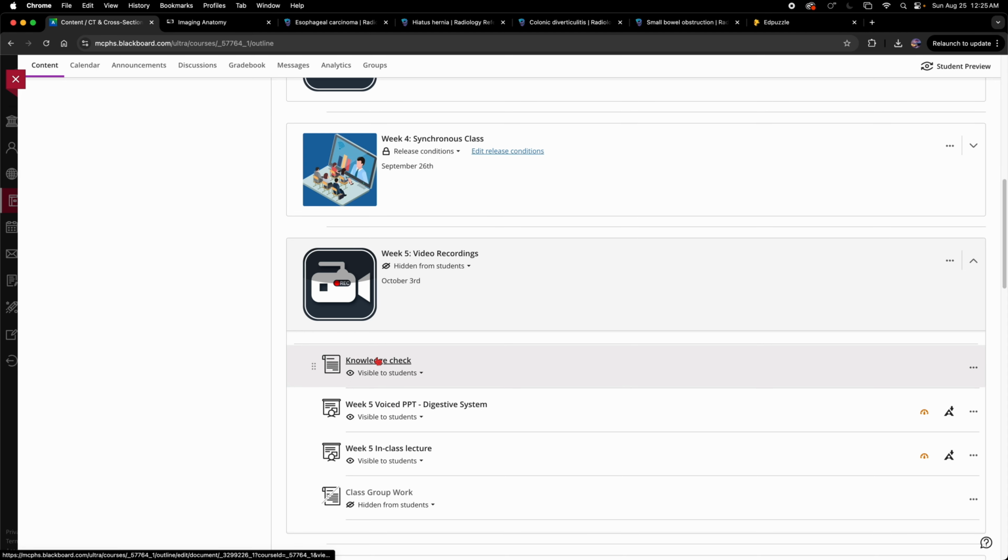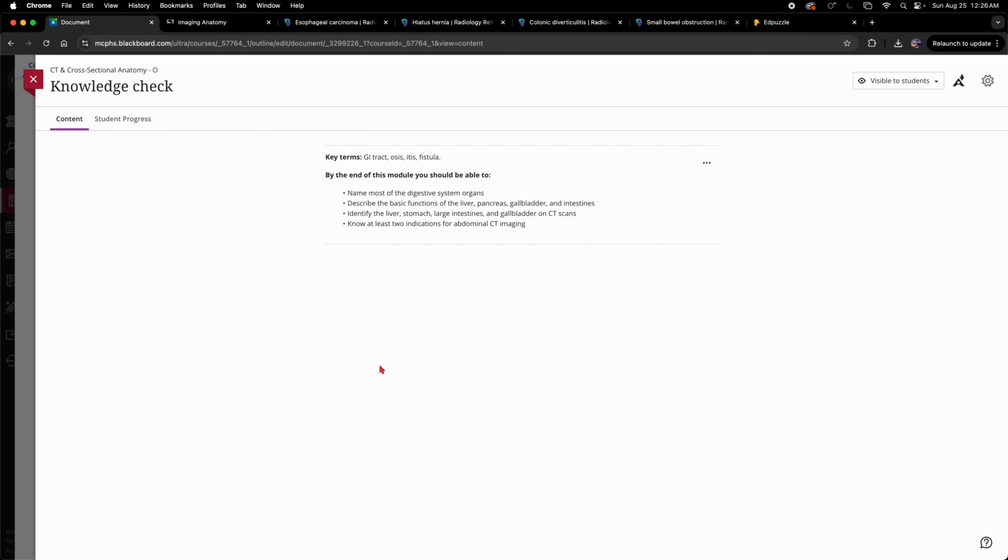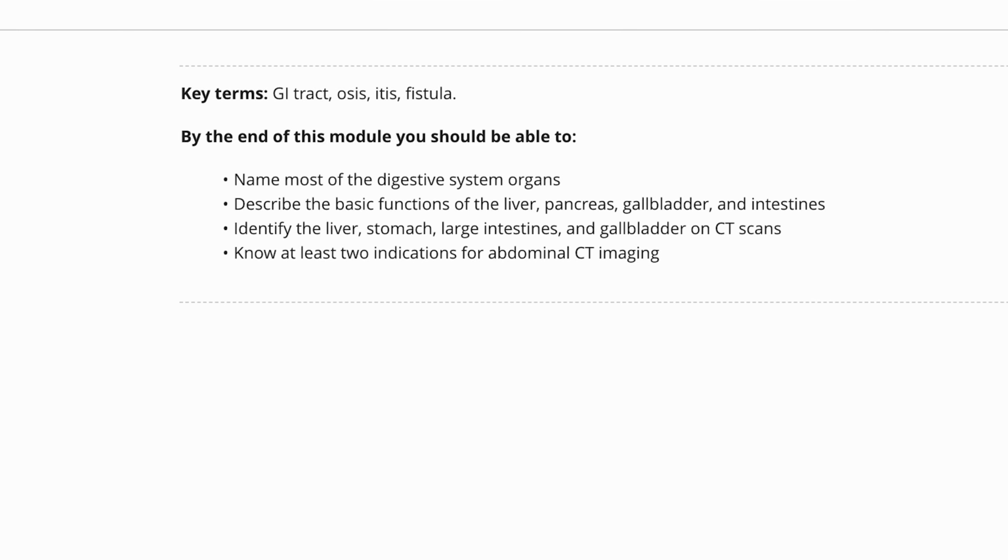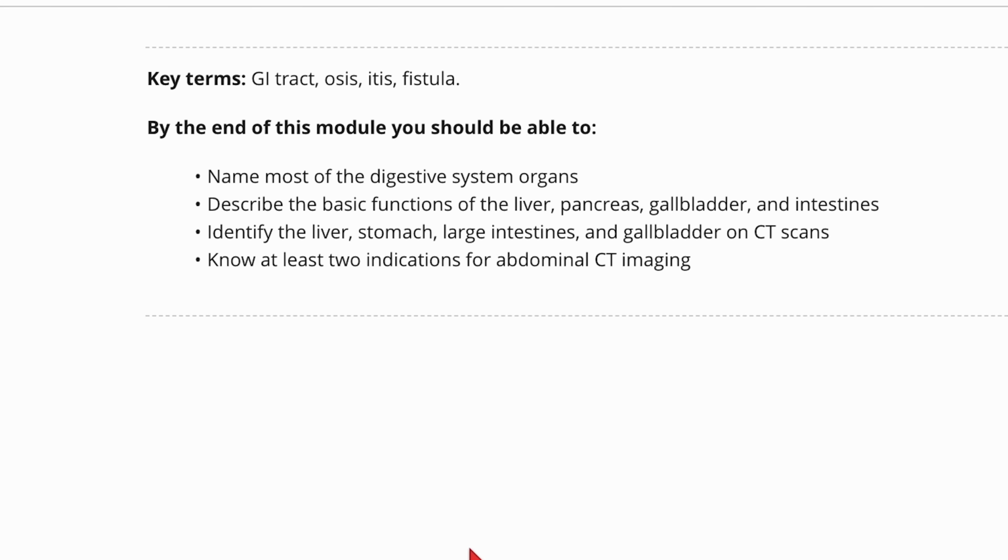All right. So by the end of this series of PowerPoints and video and so on, you should understand these things here. Name most of the digestive organs. Describe the basic functions of the liver, pancreas, gallbladder, and intestines. Identify the liver, stomach, large intestines, and gallbladder on CT scans. Name at least 2 indications for abdominal CT imaging.